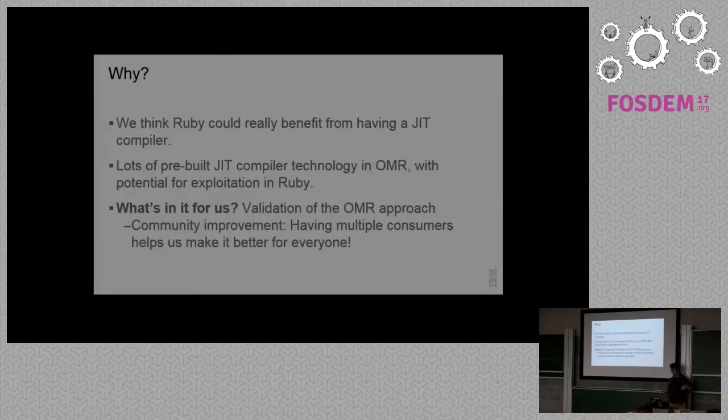The other thing, and this is the other half of the OMR theory, is that community improvement will be shared by everyone. So today, we already build our IBM JDK on top of OMR. Our build process internally consists of cloning OMR and then building the JDK on top of it. So benefits and improvements that happen in OMR are already being shared by Ruby, and that can continue.